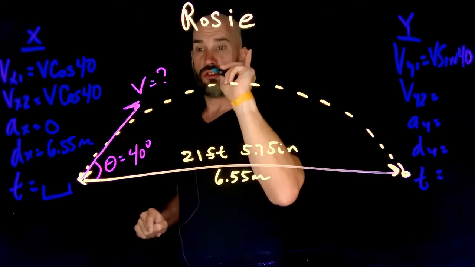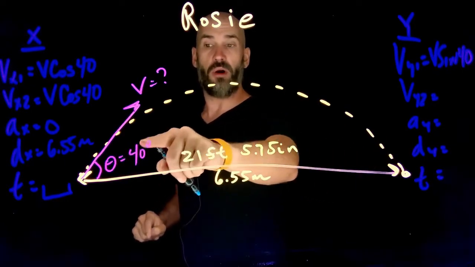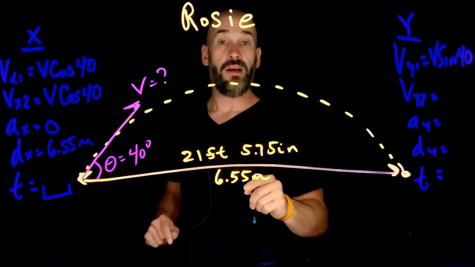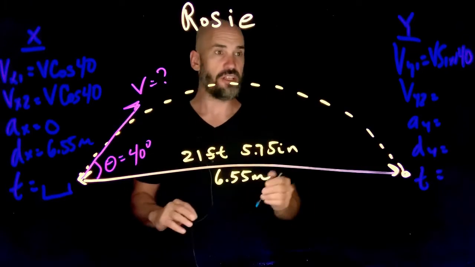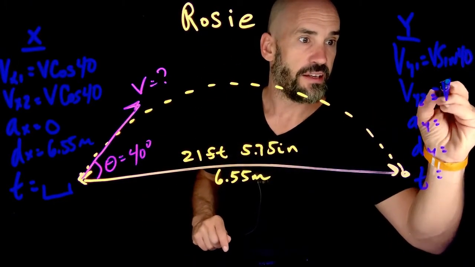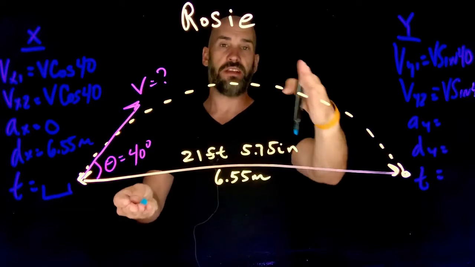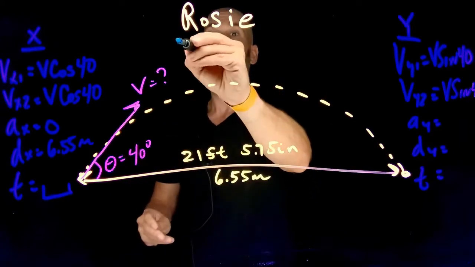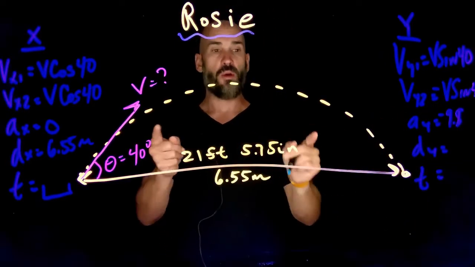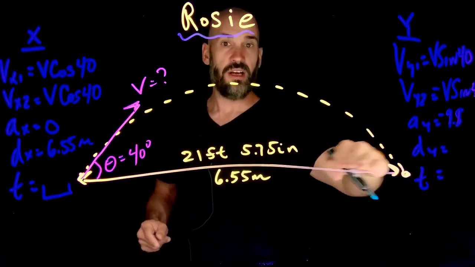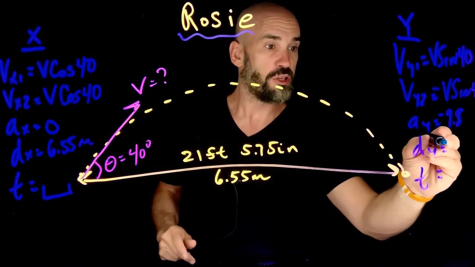Your Vy2 is going to be, well, what did we say about the Vy component when the guy lands, okay? Well, it has to be the negative of what it started out with, right? Because of symmetry, because of conservation of energy. So we put negative V sine of 40 there, okay? And what is our acceleration? Well, this is only under the influence of gravity, right? The frog, Rosie, is only under the influence of gravity the entire time, so that's going to be negative 9.8 meters per second squared. What is dy? Well, we start here and we end here, so there's no change in displacement, right? As far as the y dimension is going, so we just put a 0 there.